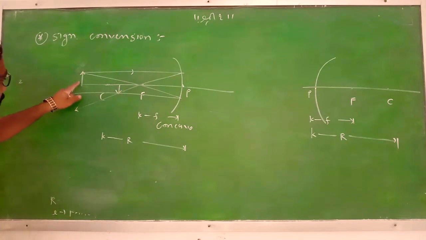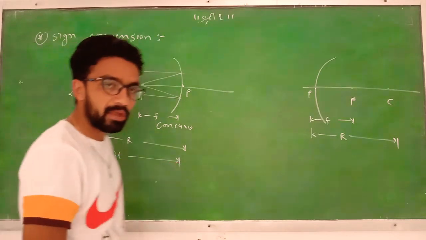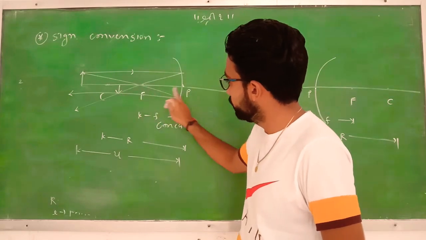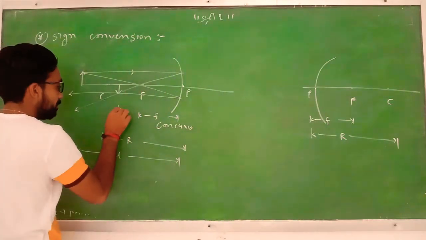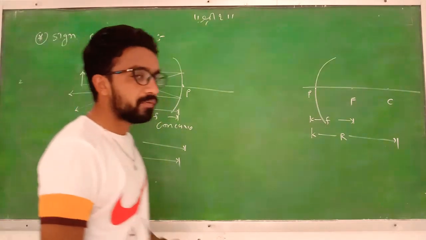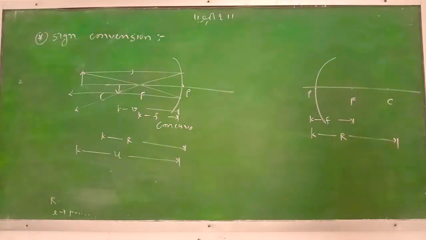Now the distance of this object from the pole is denoted by u. The distance of the image from the pole is the image distance, denoted by v. Okay, so this is for concave mirrors. You should remember all these things: the object distance and the image distance for concave mirror and convex mirror. Only then can you understand the object distance, image distance, focal length and so on.